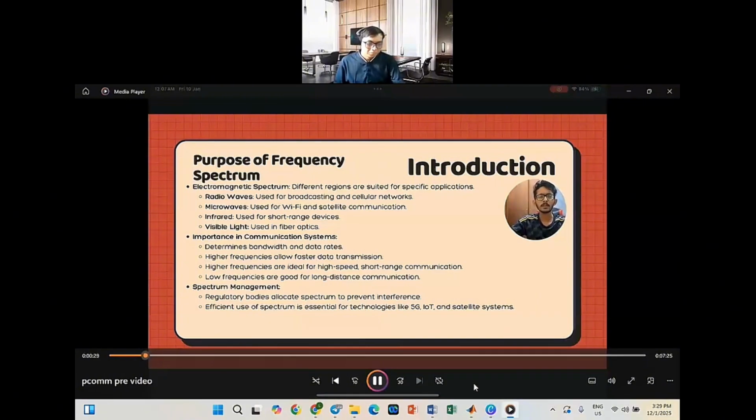The spectrum determines bandwidth and data rates. Higher frequencies enable faster speeds for technologies like 5G, whereas low frequencies are usually for long distance communications. Regulatory bodies manage the spectrum to ensure efficient and interference-free usage for technologies like IoT and satellite systems.